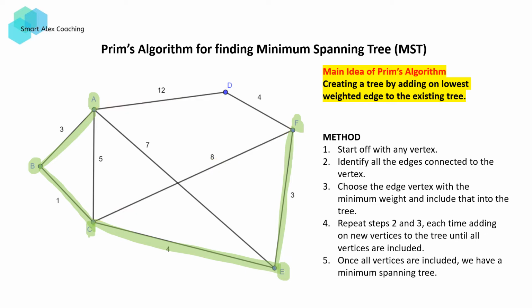This is what our tree now looks like. And we have one more vertex, vertex D, to be included into our tree. To get to vertex D, we can come from A, edge AD, or come from F, edge FD. When we compare the weights 12 and 4, 4 is the minimum, which means that we're going to choose to include edge FD into our tree.